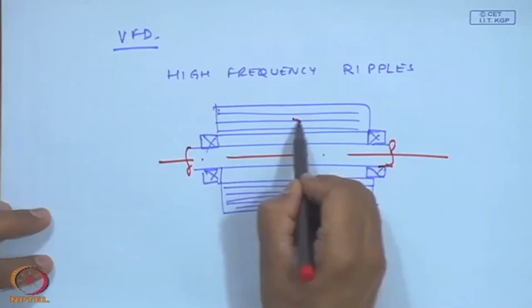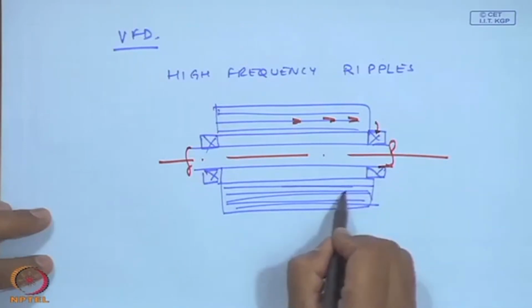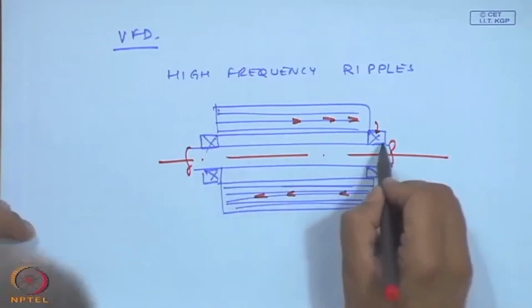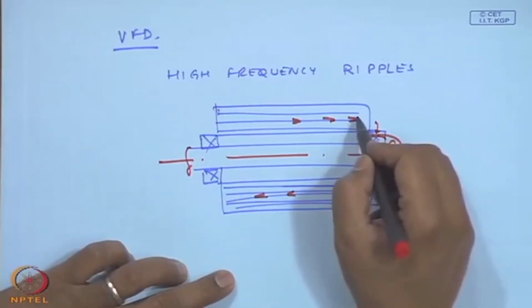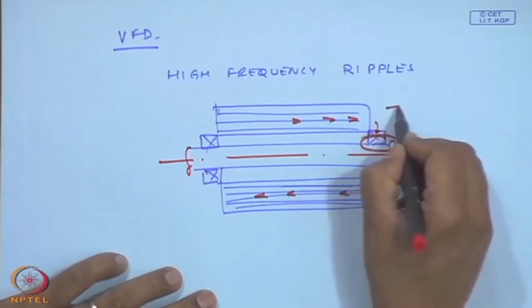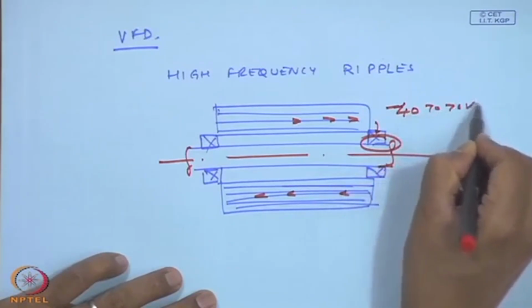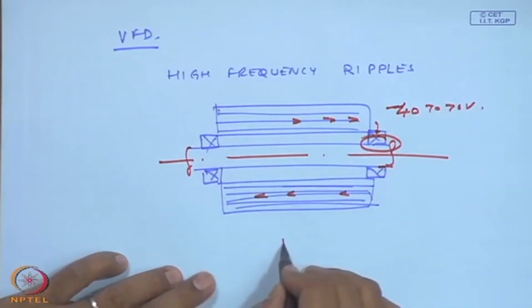What happens? There will be a current flowing in this conductor, which gives a voltage. There is a loop, and particularly at the bearing, what happens? These are very high frequencies, and they could have voltages of typically about 40 to 70 volts, and they are going in this loop here. What happens at the bearings?